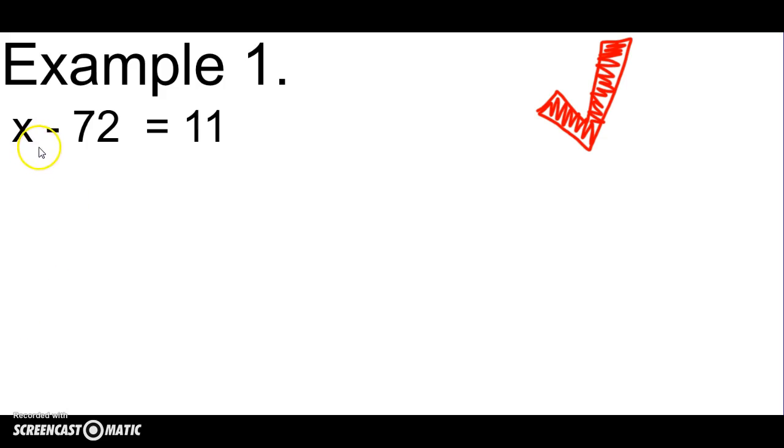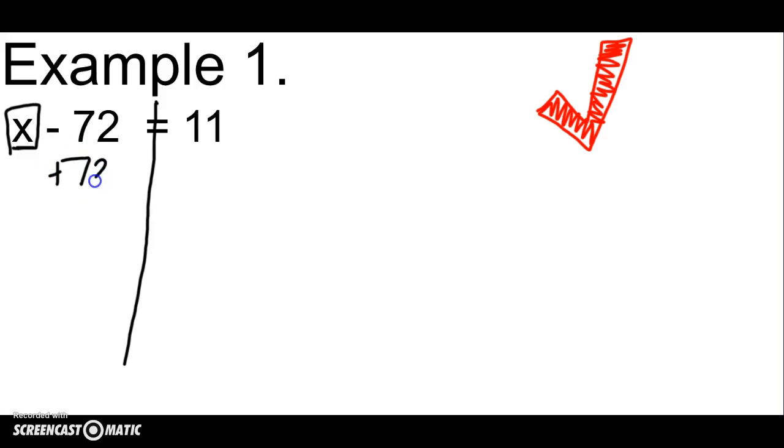Example 1 is x minus 72 equals 11. First things first, I'm going to draw my bar, which reminds me that what I do to one side, I must do to the other. So if our final goal is to isolate the variable, or, in other words, to get the x all by itself, I'm going to have to undo the subtraction that is happening right here. And how do I undo subtraction? Well, I'm going to add 72 to the left side.